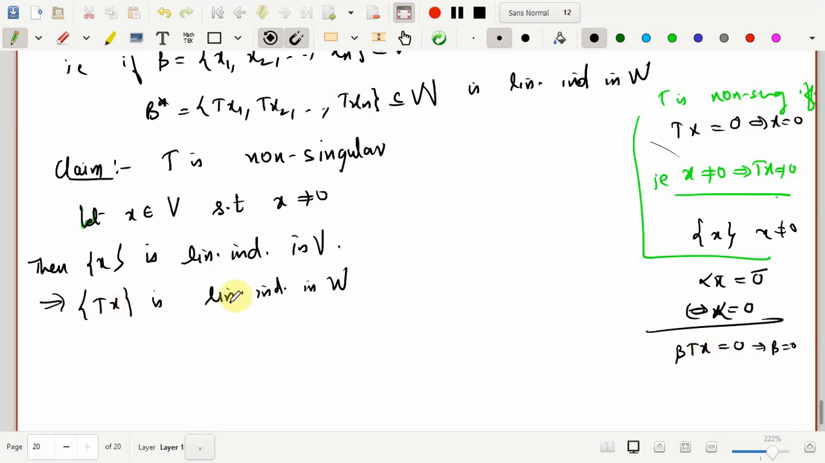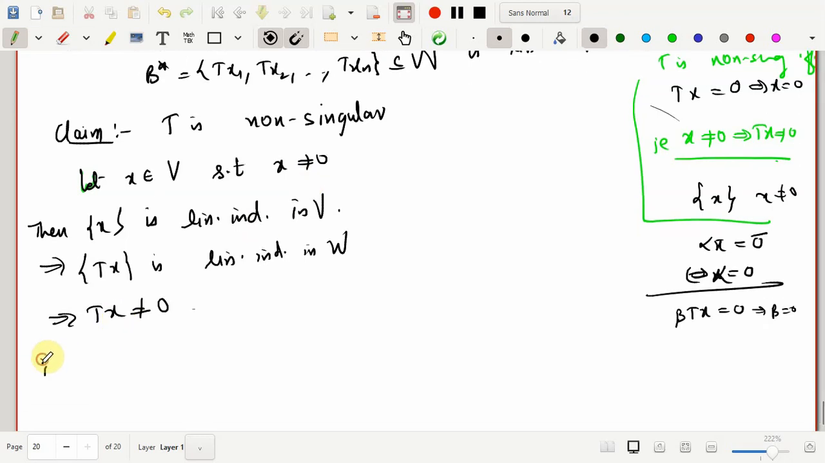It is definitely going to be linearly dependent. So this would imply that T of x is non-zero. That's a definition. So we have proved the converse, we have proved the contrapositive: x is non-zero implies that T of x is non-zero. That is the same as saying T of x is equal to 0 implies that x is equal to 0. By the way, this is the zero vector.